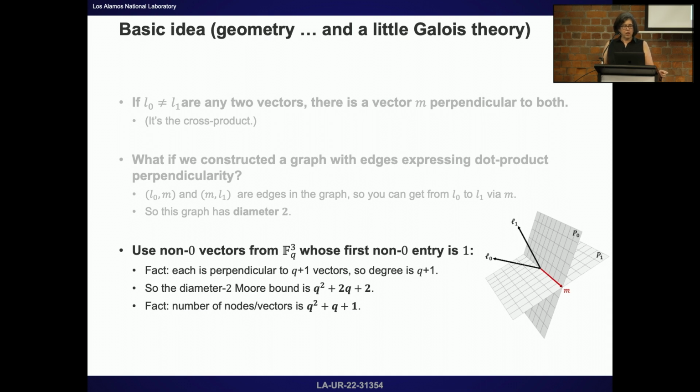And there are some facts about it. The degree is going to be q plus 1 in that case, and you've got a Moore bound, q squared plus 2q plus 2. And it's a fact that the number of vectors is q squared plus q plus 1. So that's really very good. It's really very close to the Moore bound.